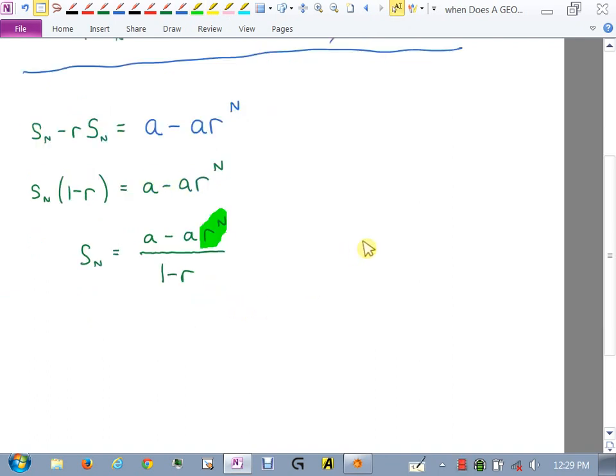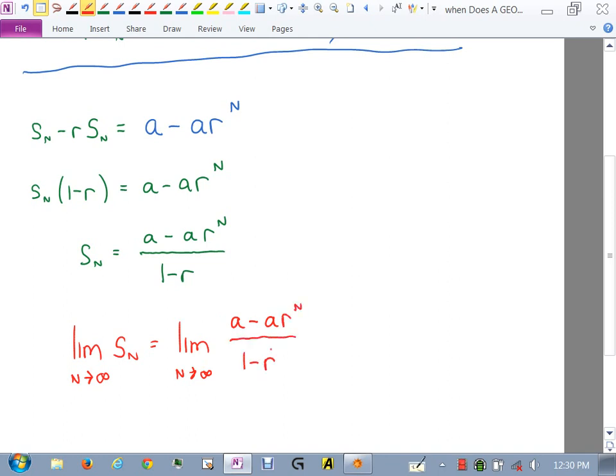So let's now take a limit. I would like to know now, what is the limit as n goes to infinity of S sub n? Well, that's the limit as n goes to infinity of a minus a r to the n over 1 minus r. So you need to focus all your attention on this piece right here. Tell me what happens as n goes to infinity of r to the n. It depends on r, doesn't it? We did this last class.